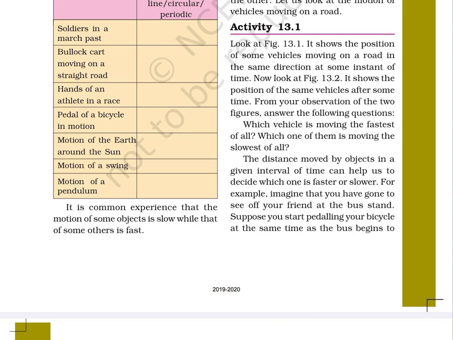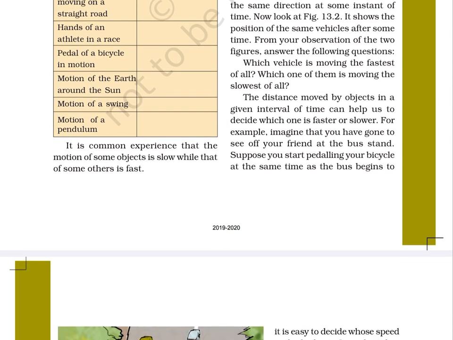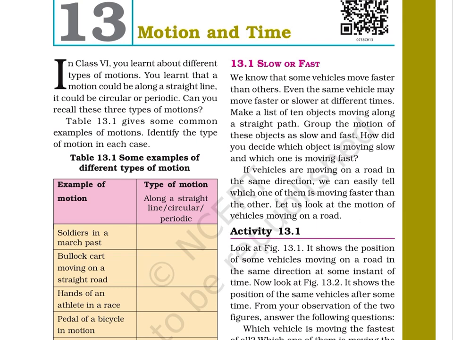It is common experience that the motion of some objects is slow, while that of some others is fast. 13.1. Slow or fast? We know that some vehicles move faster than others. Even the same vehicle may move faster or slower at different times. Make a list of 10 objects moving along a straight path. Group the motion of these objects as slow and fast. How did you decide which object is moving slow and which one is moving fast?